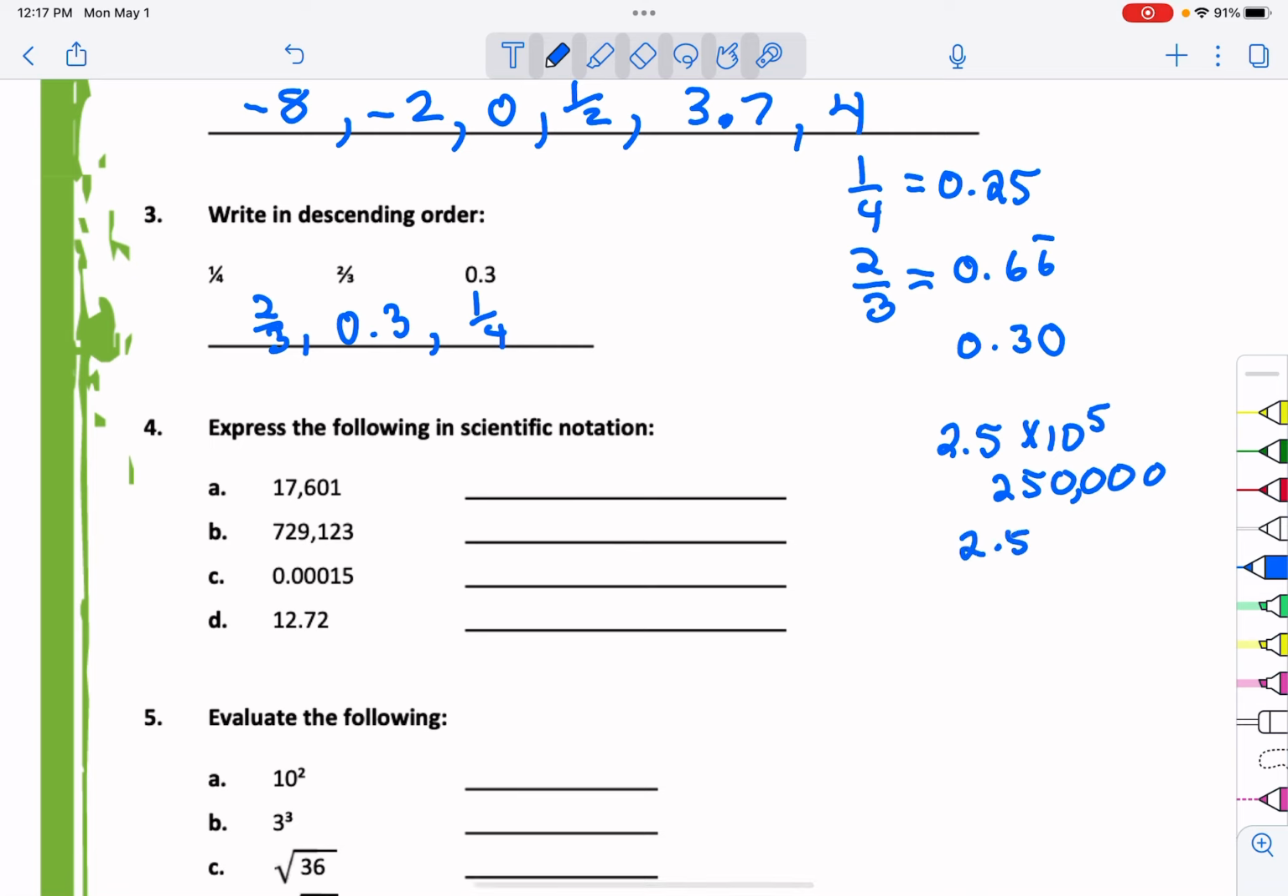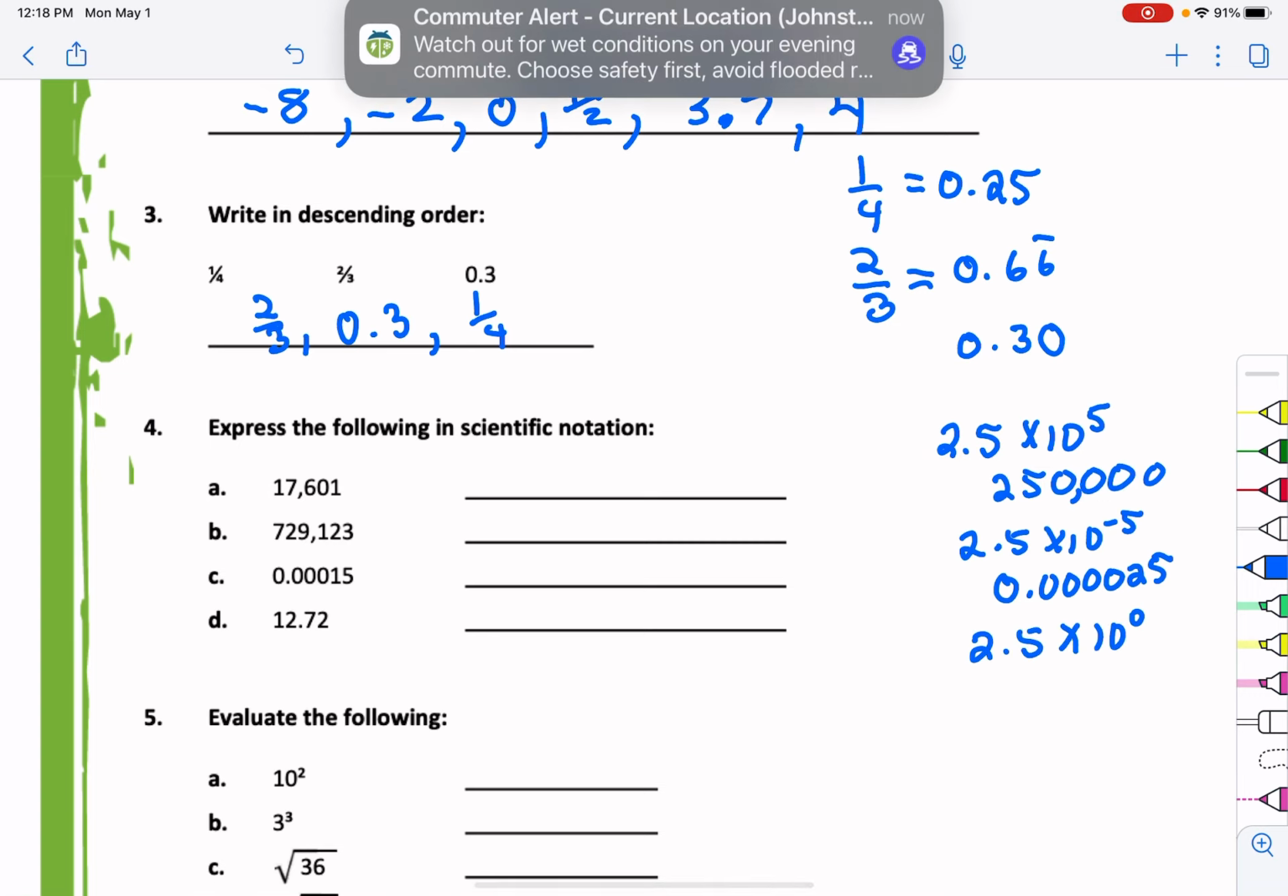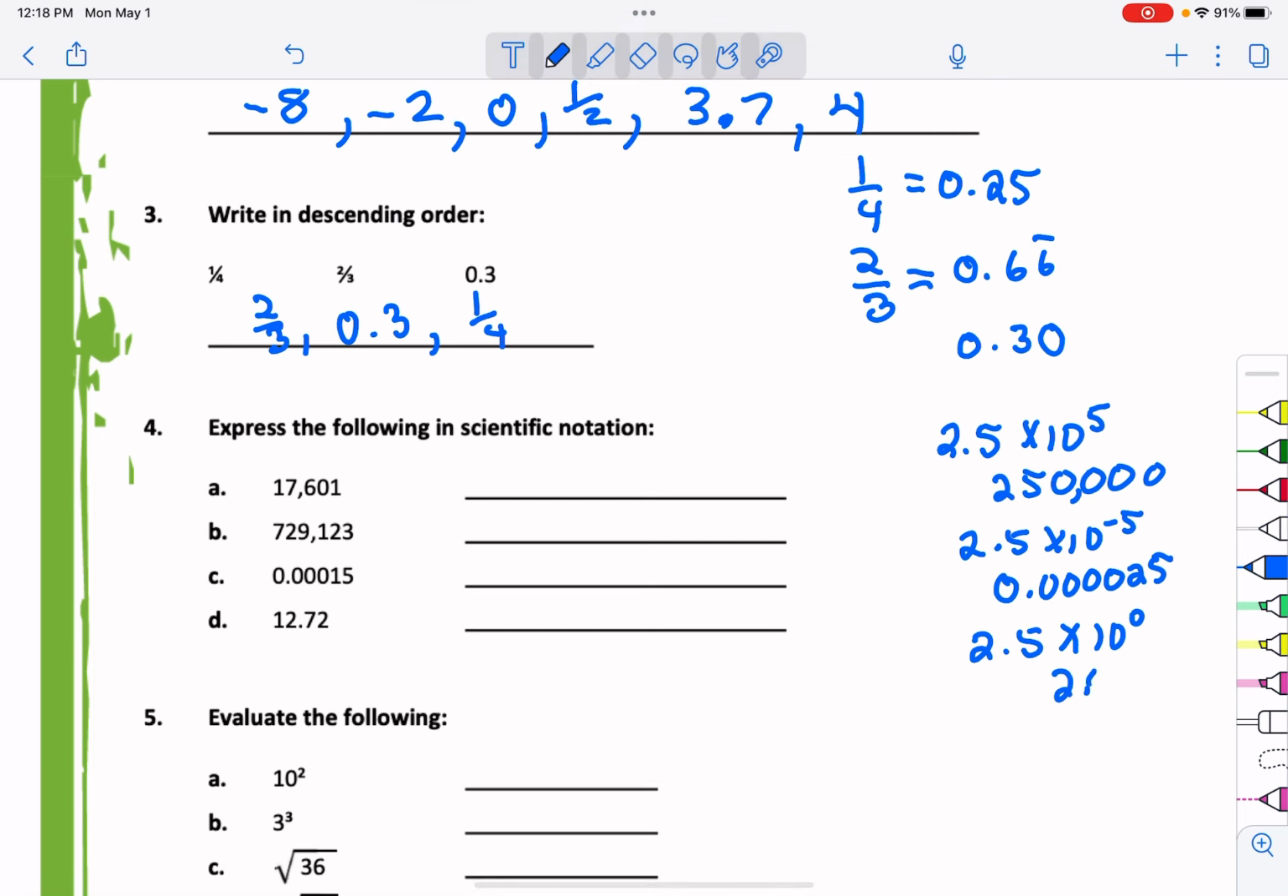But 2.5 times 10 to the -5 would move it the exact opposite way. It would move our decimal place to the left 5 places, and that's why you get that. And the only other alternative is if you have a 10 to the 0, that is just 2.5. Okay, so we want to move the decimal place for all of these numbers so that our number in the front is always between 1 and 9.